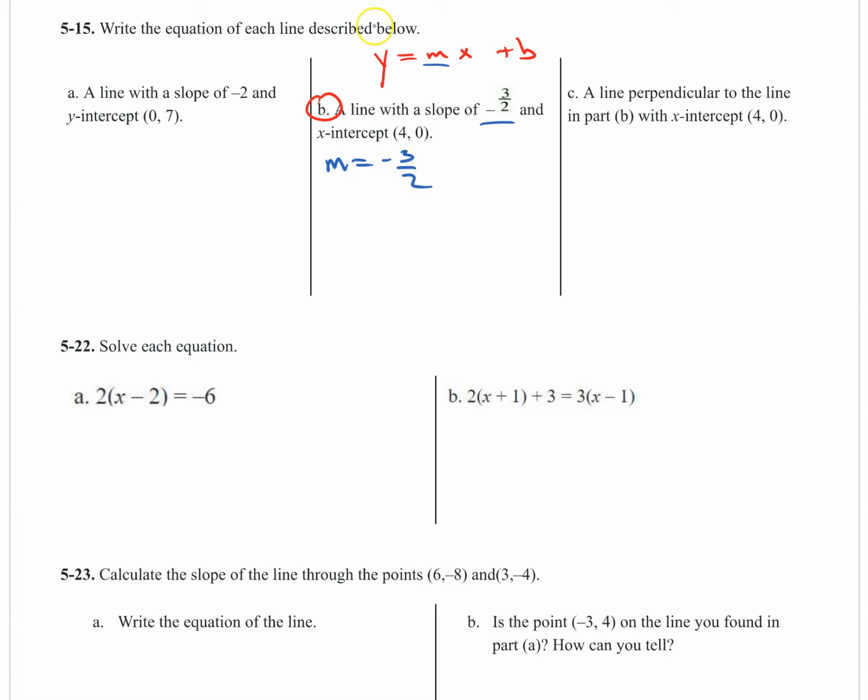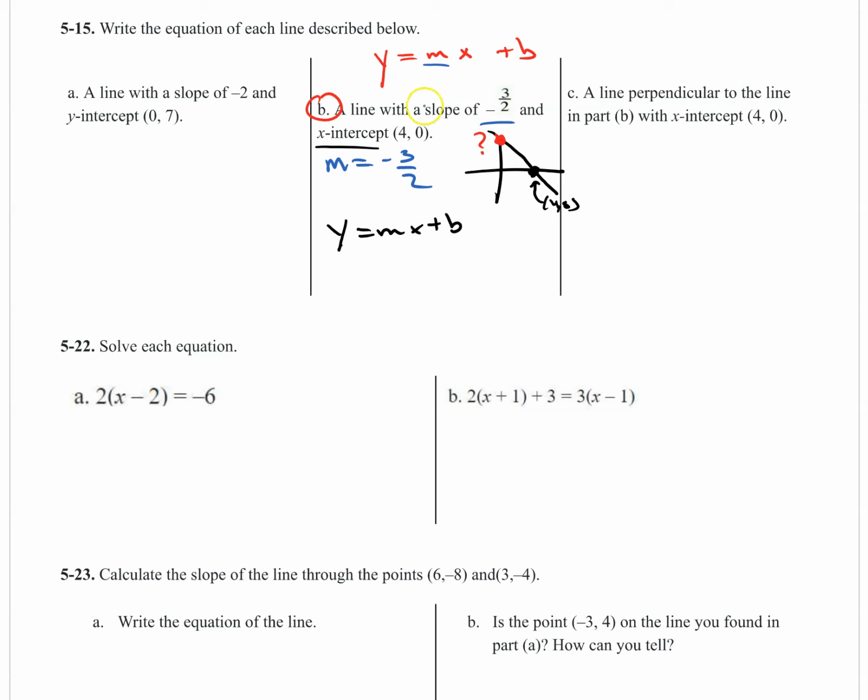Alright, now it gives us the x-intercept. So if you're picturing a little graph in your brain, 4, 0, our line is going to hit the graph at 4, 0, right there. But what's the starting value? They don't give it to us. So what do?